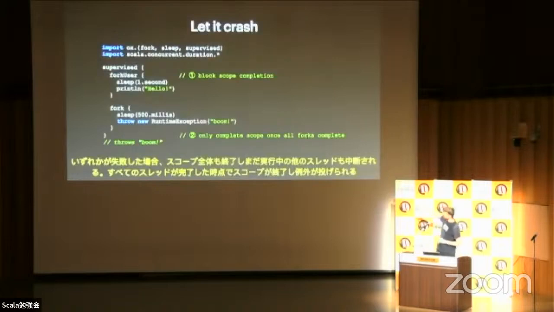And as an example of what happens when there's an error, if the forks fail with an exception, the moment the second fork throws an exception, the scope detects that a fork has ended with an error. It interrupts all other running forks, and once all forks have finished, the exception is being rethrown. So again, no thread leaks.